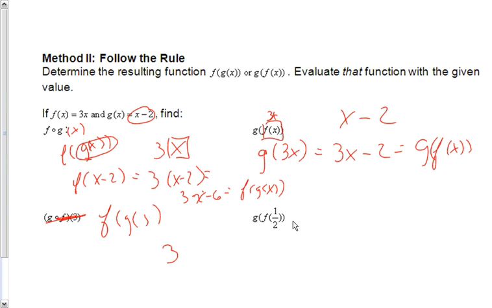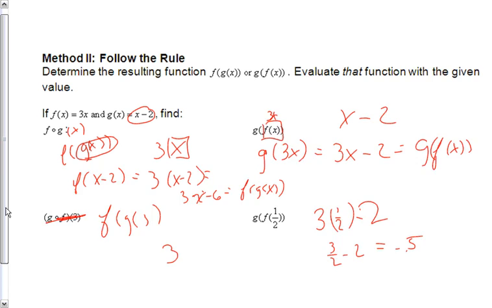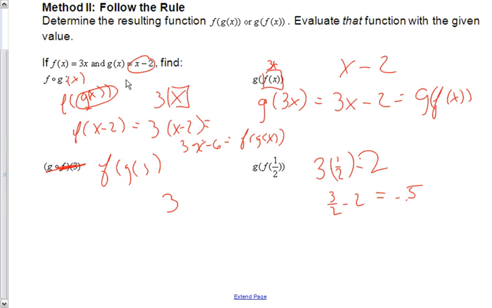Now I have g of f of 1/2. Oh, I'm going to plug it into here. Well, it's 3 times 1/2 minus 2. Now that's 3 halves minus 2, which is negative 0.5. Right. If I followed the actual thing, what is f of 1/2? Well, f of 1/2 is 3 halves. And then g of 3 halves, that's 3 halves minus 2, which is the same thing. So you can see both work.